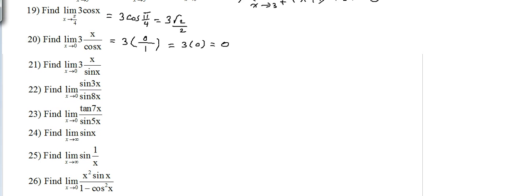This one in number 21 is very simple. We can take the constant number outside the limit. It will be in this form. And now, we said that before, the limit of x over sine x as x approaches 0 is 1. It's the reciprocal of the limit of sine x over x. The reciprocal of 1 equals 1. So 3 times 1, and the final answer will be equal to 3.